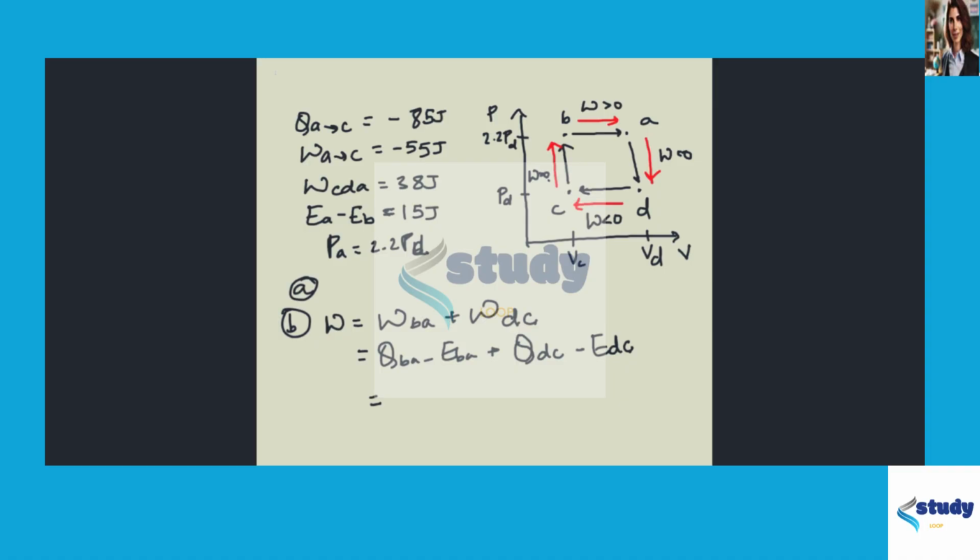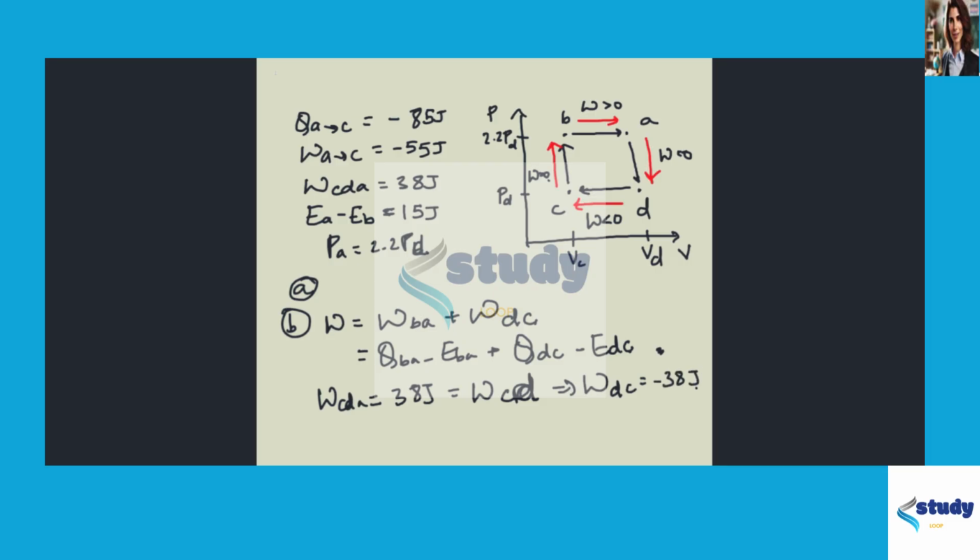Now that we have this, we know that work done during the process CDA is 38 joules. But notice that the work done during DA must be zero, which means this is simply work done during CD. Which means work done during the process DC is the negative of that, so that's minus 38 joules.